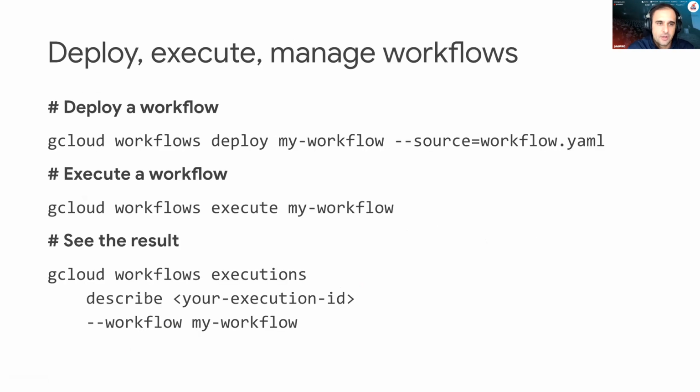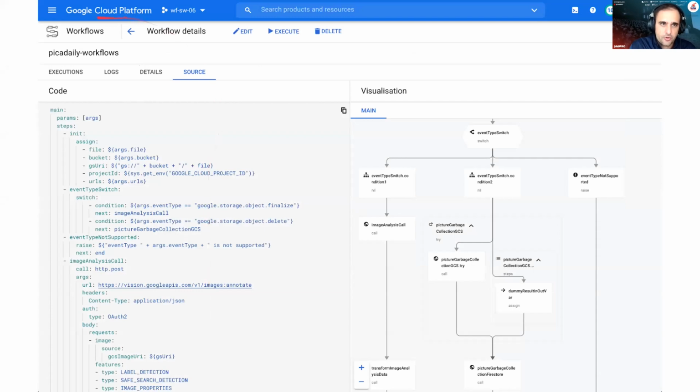And to deploy a workflow, you first define your workflow and just deploy using gcloud. Then once it's deployed, you can execute it like this, and then you can see the execution here. And all of this is also possible visually. So if you go to Google Cloud Console, you can see your source. So this is your workflow definition. You get a nice visualization of what's happening in your workflow, which is very useful. And then you can edit and execute and see the logs and all that kind of stuff. Hopefully we'll have time to show you one in the next part of the talk.